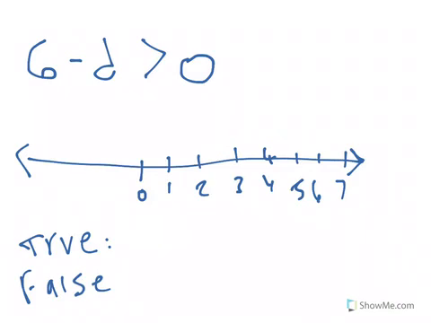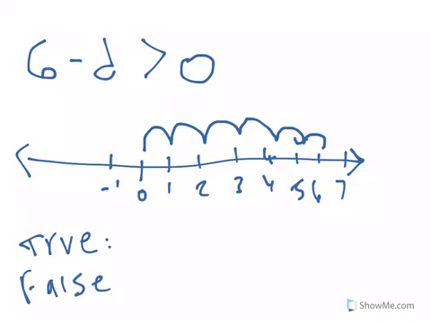So if we look at 6 minus 1, if I take 6 minus 1, I'm going to go back once on the number line, and I have 5. 6 minus 1 is still greater than 0. If I say 6 minus 2, we're at 4. That's still greater than 0. 6 minus 3 is 3. That's still greater than 0. 6 minus 4, go back another space. That's 2, still greater than 0. 6 minus 5, greater than 0. 6 minus 0 is 6, so that's still greater than 0.